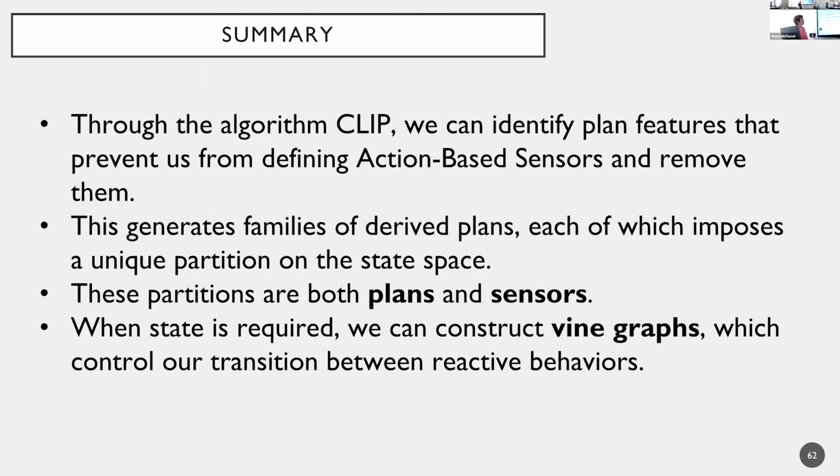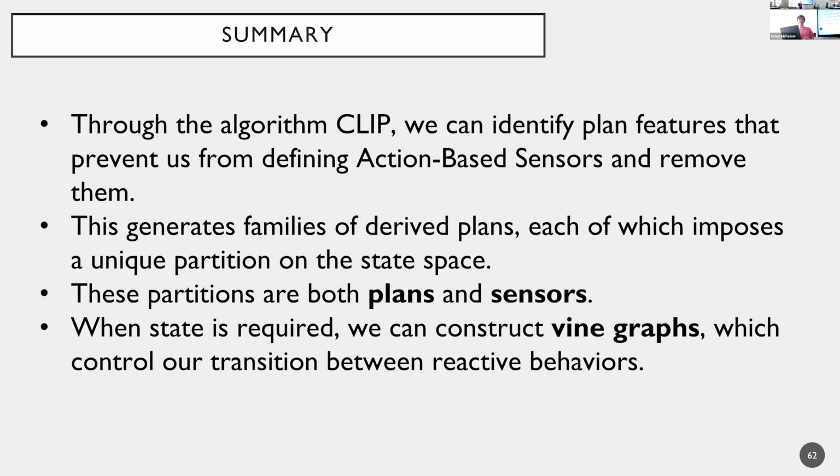So in summary, through the algorithm clip, we can identify plan features that prevent us from defining action-based sensors and remove them. This generates a family of derived plans, each of which imposes a unique partition on the state space, which allows us to define both plan and sensor. And we can also determine when state is required and construct vine graphs, which control transitions between purely reactive behaviors.